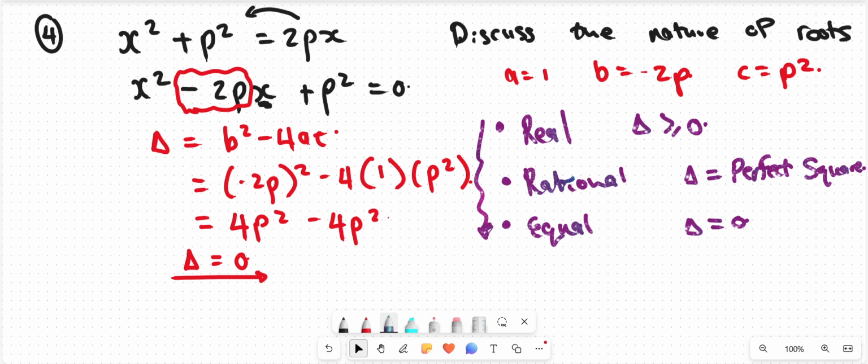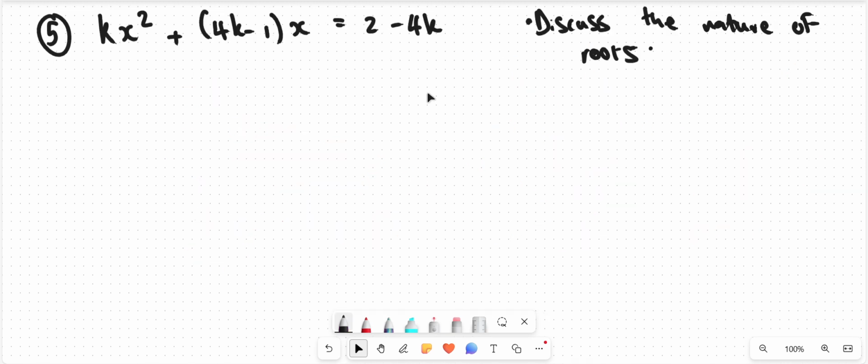Alright, so this question is also asking us to discuss the nature of roots. So if it just says discuss, you have to actually solve for the discriminant and see what value that discriminant is equal to. Even if they put k's in there, you just trust that at some point the k's are going to cancel and you will get just your discriminant equal to a number. So in this case, let's just bring everything onto one side.